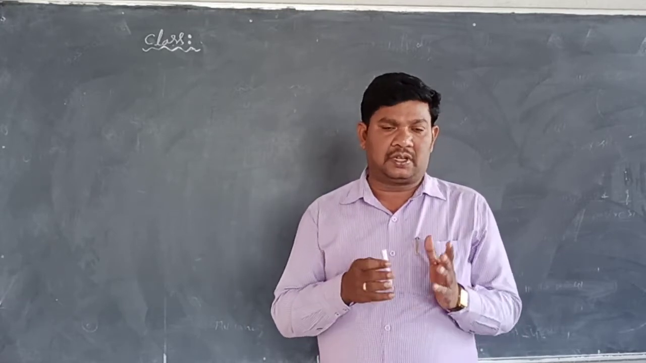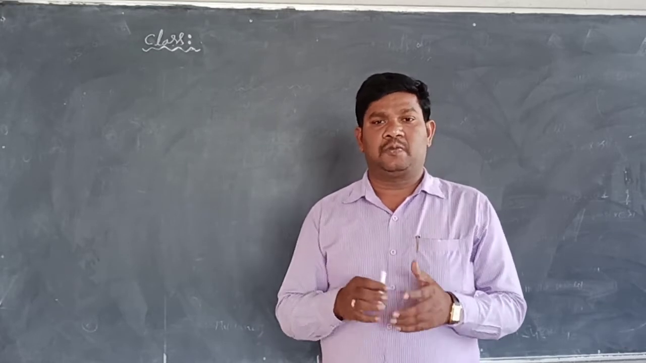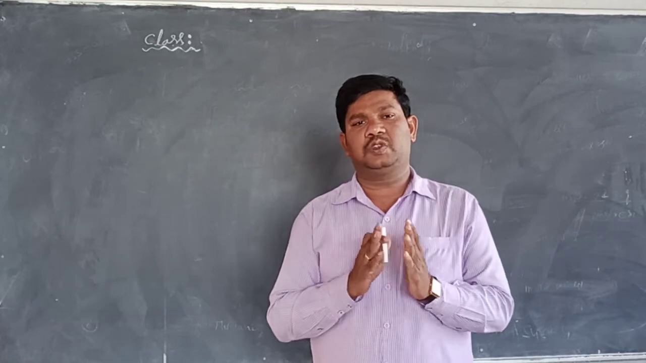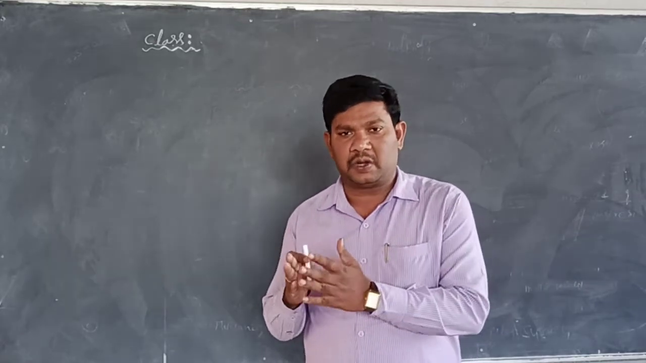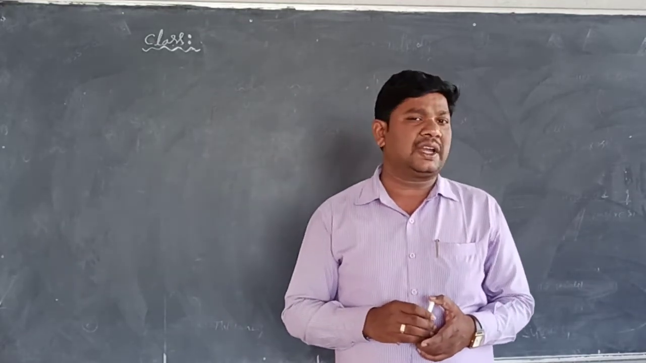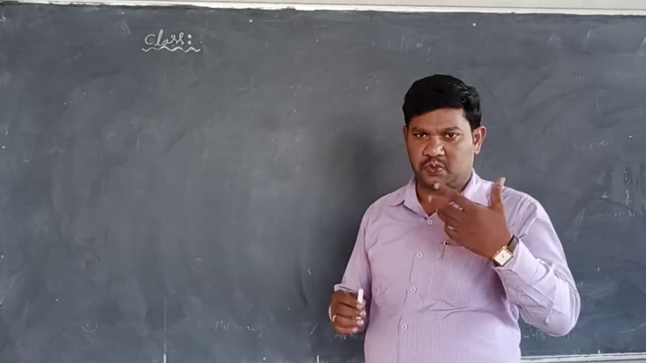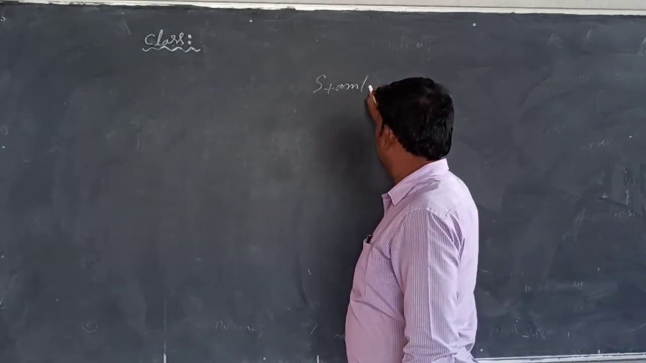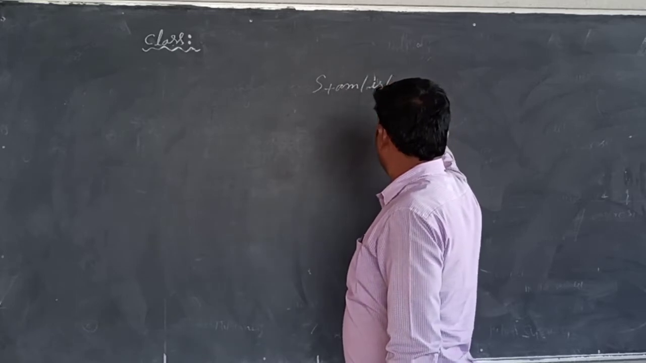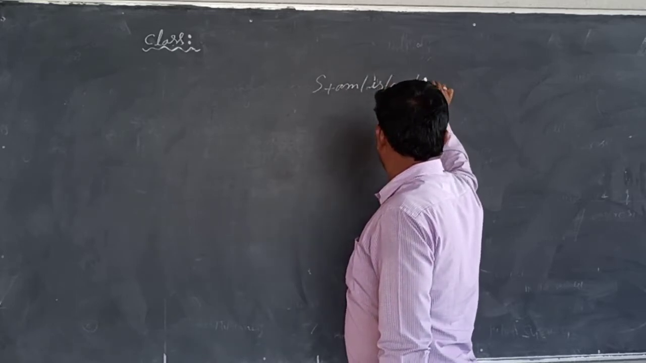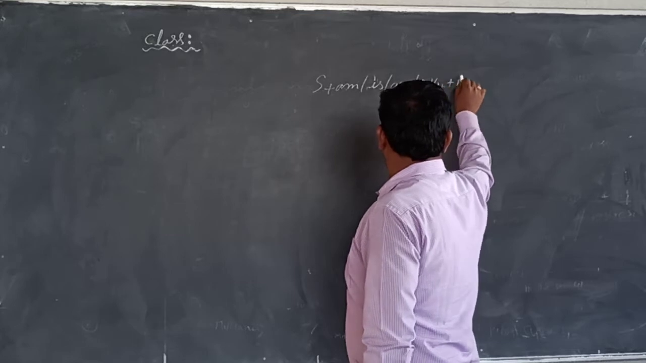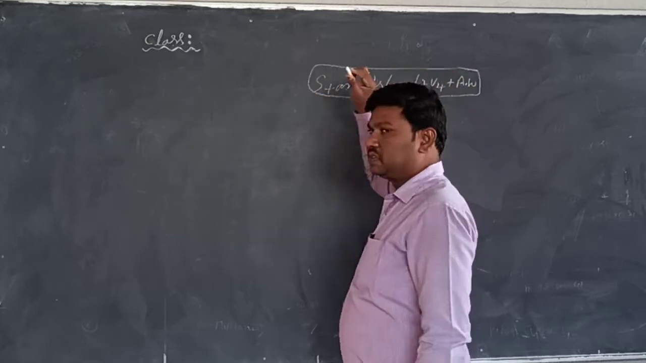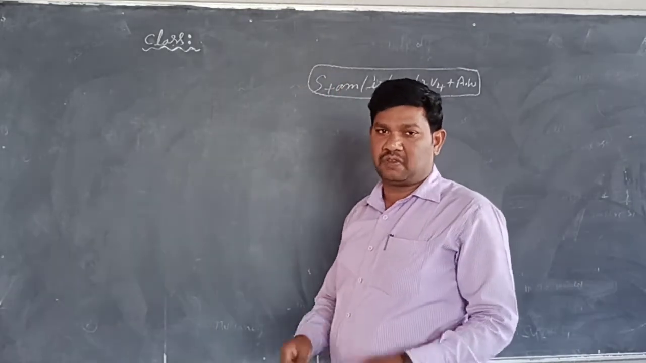Today, in present continuous tense only, there are certain verbs which are generally not used in present continuous tense. Students, what is the present continuous structure? Let us remember once: subject plus am, is, are plus V4 plus additional words. This is the structure of present continuous tense, which we learned in the previous class.